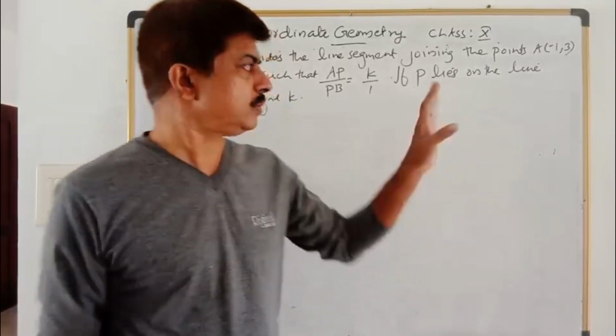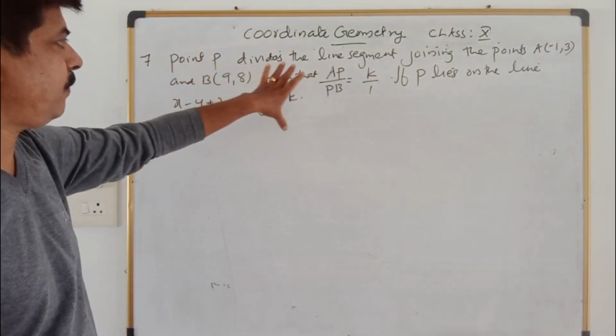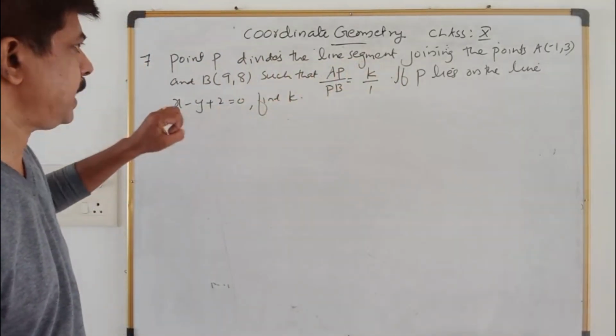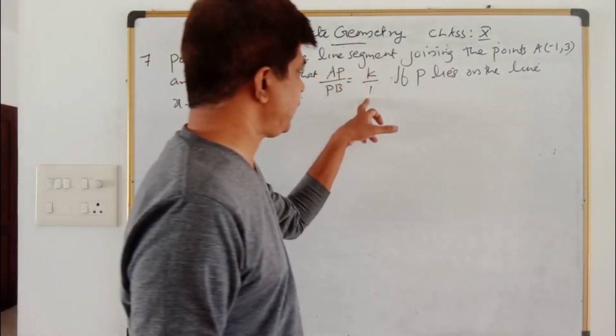Okay. Now let us look at this seventh question. Point P divides the line segment joining the points A(negative 1, 3) and B(negative 9) such that AP by PB is k by 1.